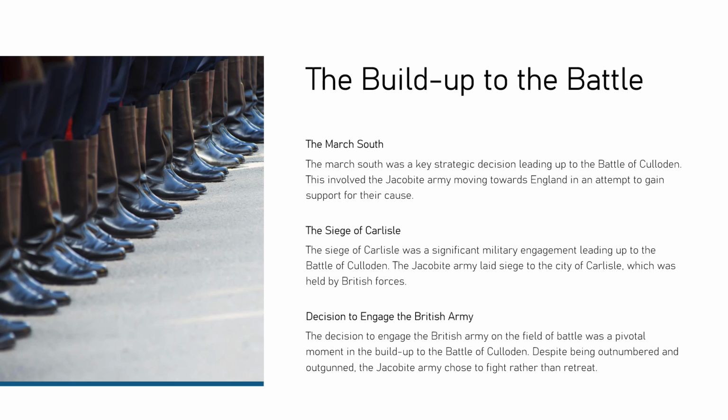The build-up to the battle. The march south. The march south was a key strategic decision leading up to the Battle of Culloden. This involved the Jacobite army moving towards England in an attempt to gain support for their cause. The Siege of Carlisle. The Siege of Carlisle was a significant military engagement leading up to the Battle of Culloden. The Jacobite army laid siege to the city of Carlisle, which was held by British forces.